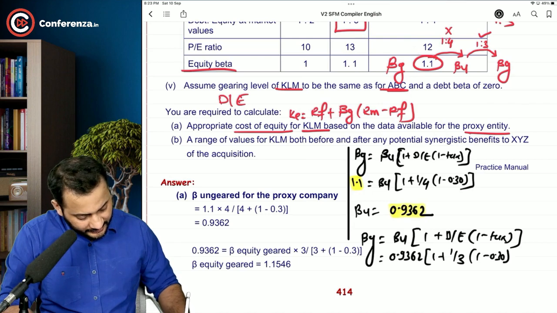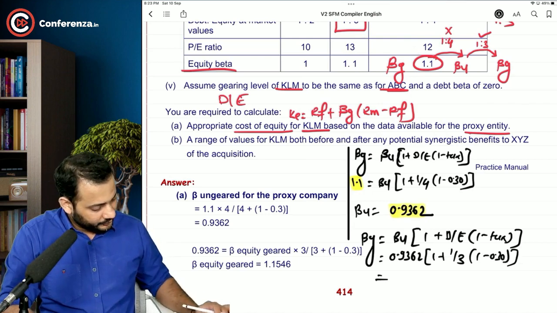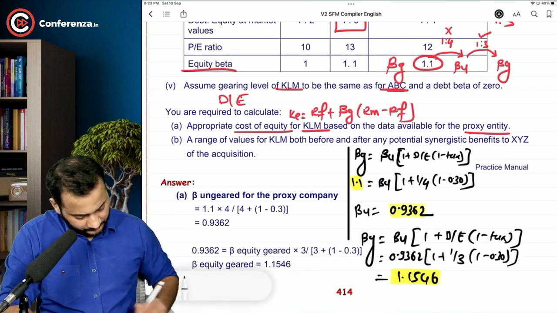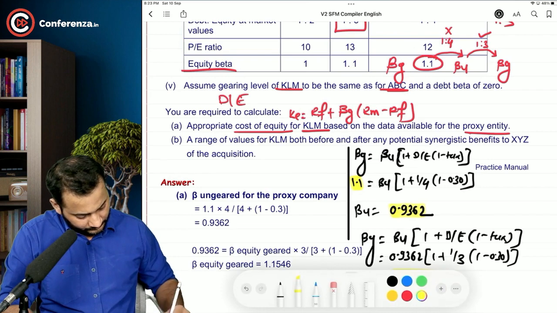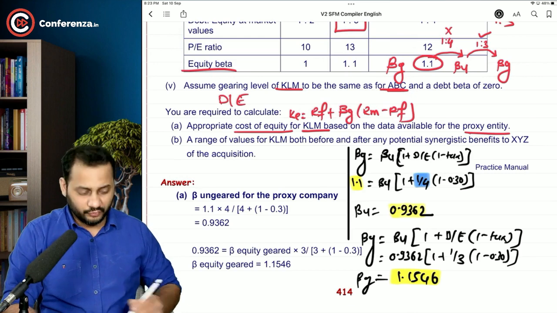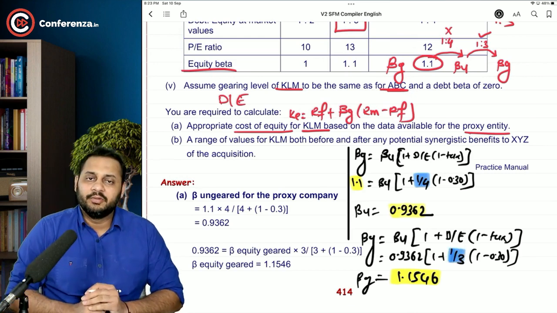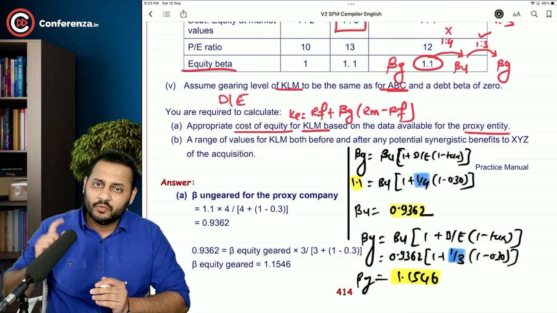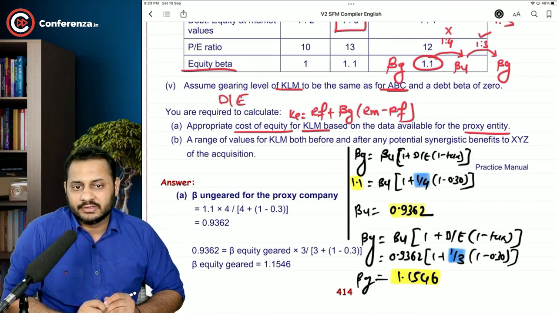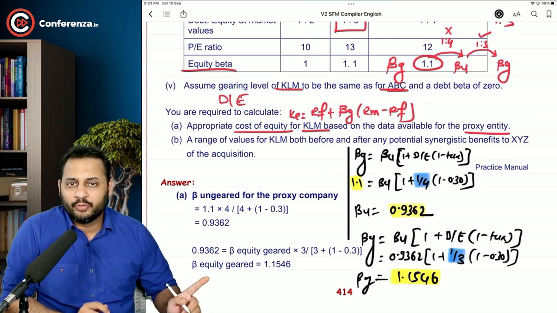I will just complete the answer and then we'll get back to you. It comes to 1.1546. See, we removed this part of 1:4 and added 1:3 in the beta. That's it. We wanted to remove someone else's debt equity risk and then add our debt equity risk. So the new beta that we can use is 1.1546.